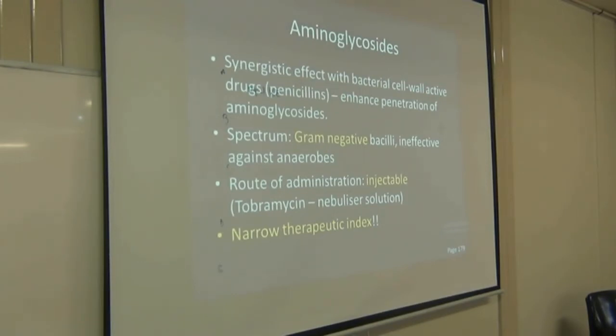Okay. The route of administration of aminoglycosides is injectable. That's one of the reasons why they don't like using it in TB treatment anymore, because you have to inject someone every day, and there's a lot of complications with injecting someone for 2 years every day. You know, it's not nice. So that's the other reason why they're trying not to use it anymore. The other reason is that it has a narrow therapeutic index.